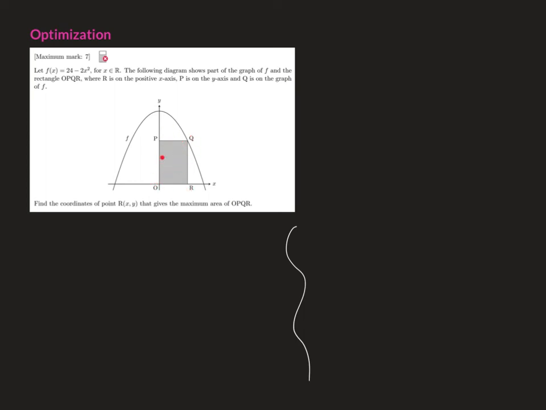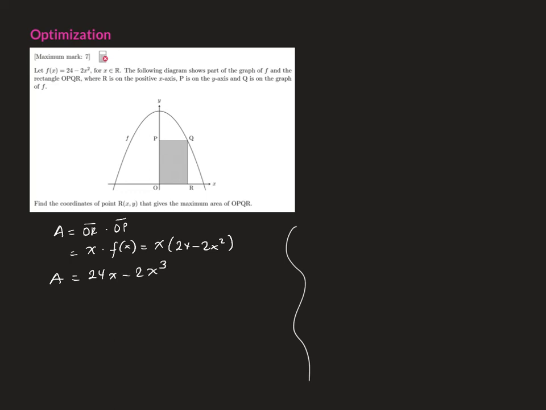So we want to optimize the area of this rectangle. So to start, we need to write down an expression for that area. So A is going to be the segment OR times the segment OP. Now I know that OR is in distance the x coordinate of R, so I'm going to call that x times OP, which is the distance from O to P, which happens to be the same distance from R to Q. And that distance from R to Q is given by the function f, evaluated at the x coordinate of R. So OP is going to be f of x. So if I substitute, I get x times 24 minus 2x squared. And our final expression would be 24x minus 2x power 3.